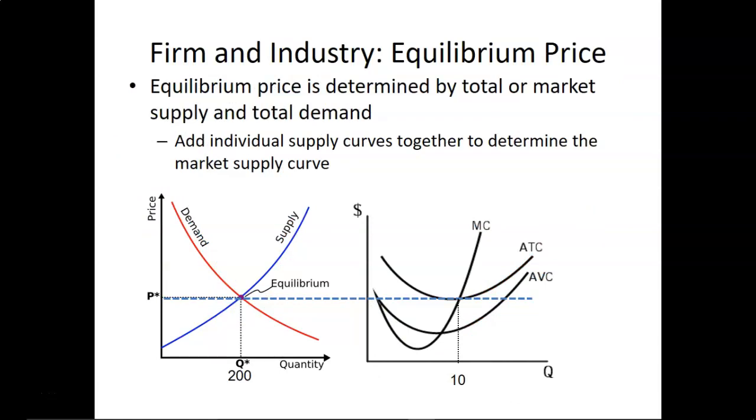So again, the equilibrium price is determined by total market supply and total demand. It's adding up all the individual firms together. So for instance, how many firms do you think would be in this industry? Well, the whole industry has 200, and each individual firm is producing 10 units. So how many firms does it take to make 200? 20, because again, they're all perfectly competitive with each other, completely substitutable. They're interchangeable with each other even.